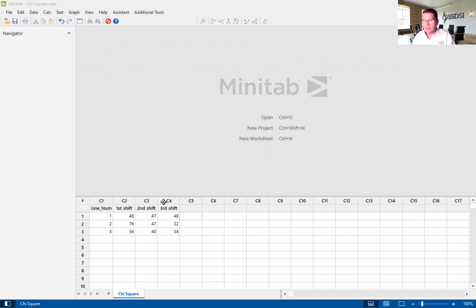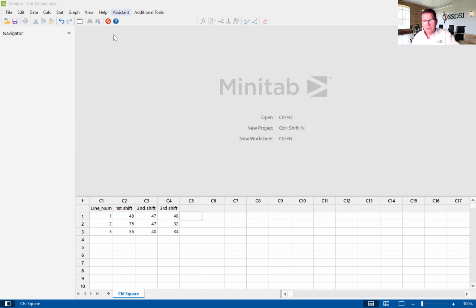So in the analysis phase, we're using a chi-square to determine, you know, is there some significance in the shifts and the amount of defects that they produce, all right? And so we're gonna use a chi-square to do that. So again, our data is here. You see me kind of circling it with my cursor.